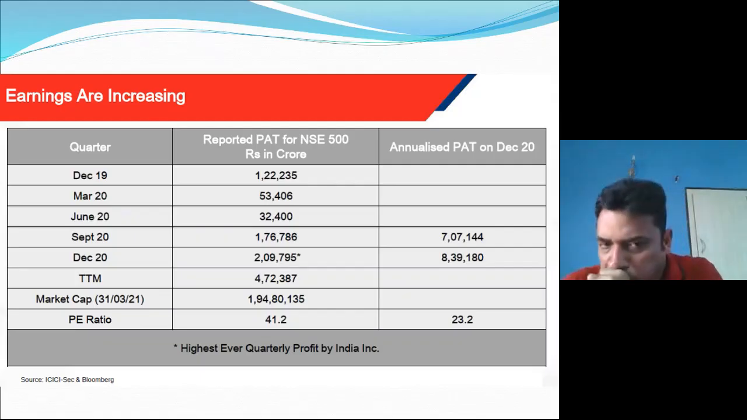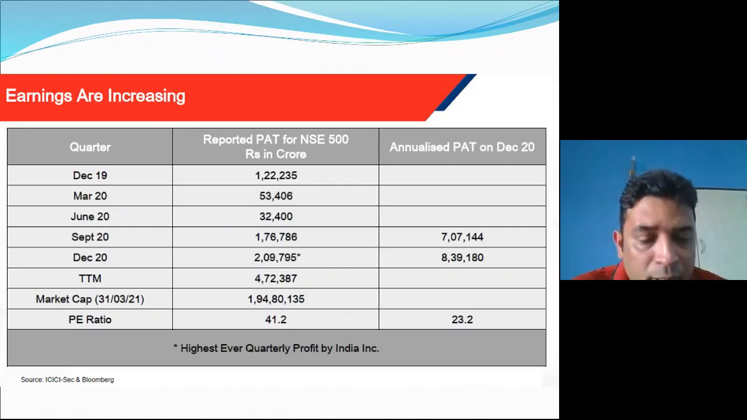Then September, the reported PAT has increased to 1.76 lakh crore. And in December, we have 2,09,000 crore profit, which is reported. Now, with all these data points included for the last 1 year, we currently have a PE of 14.1. Now, if we take this December data point, December profit 2.09, and average it out over the next 4 quarters, the PE will come out to 8.39. And if you take the September profit and average it out over the next 4 quarters, it will come to 7.07. Okay, annualized PAT.